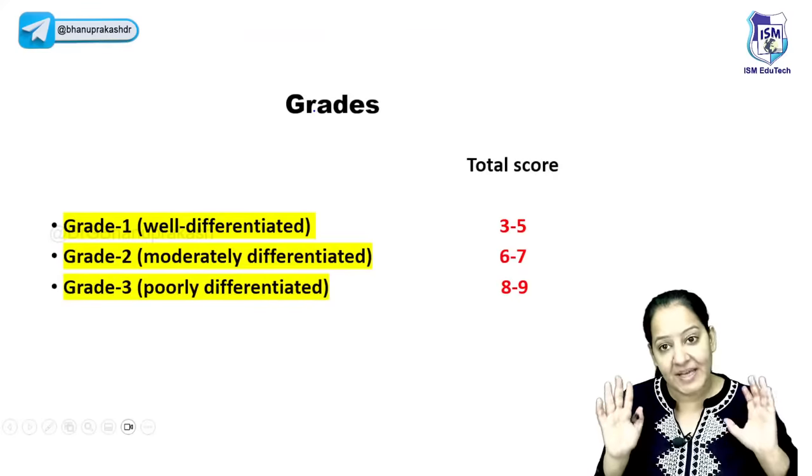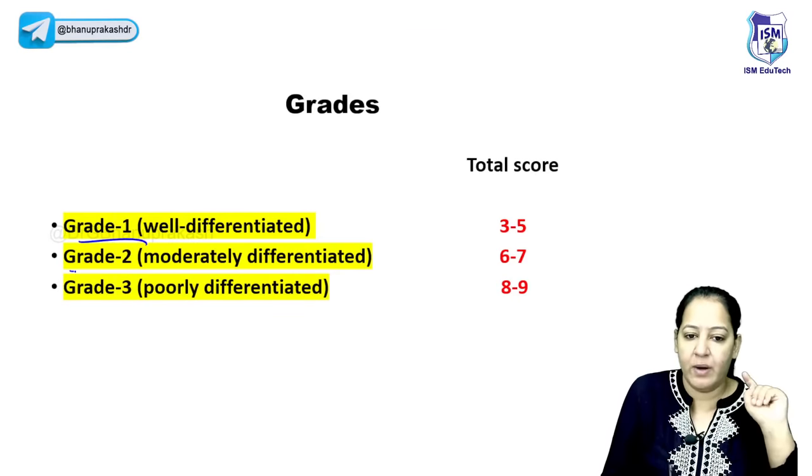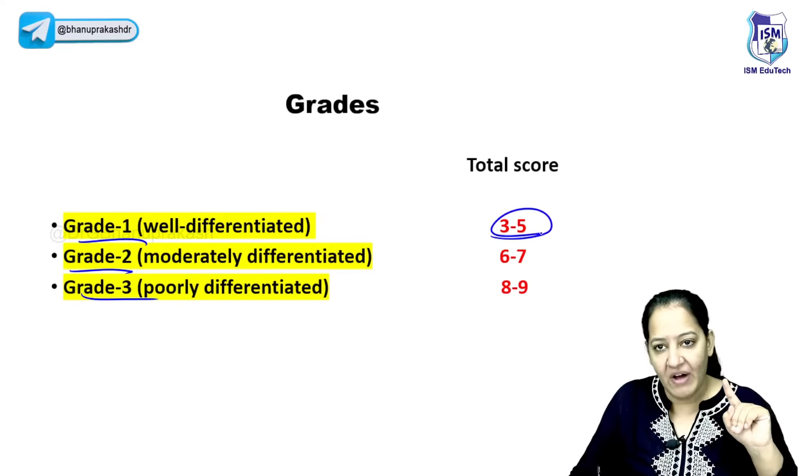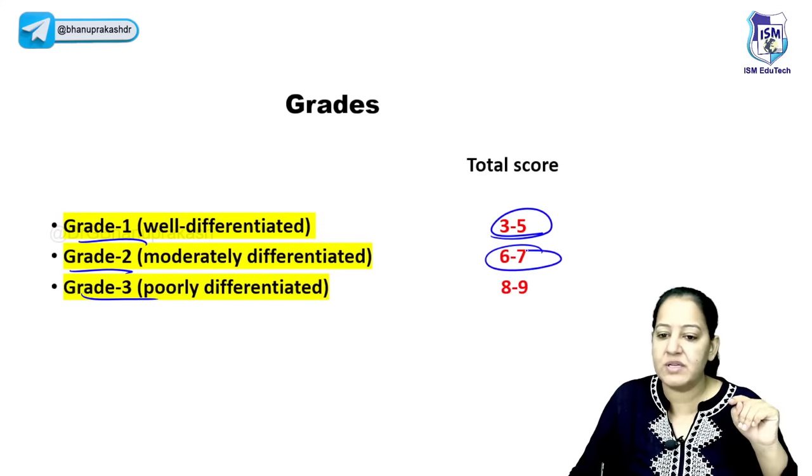How many of you got it? Based on that, we do the grading. There are three grades: grade 1, grade 2, grade 3. If your total is 3 to 5, it's grade 1. If your total is 6 to 7, it's grade 2.